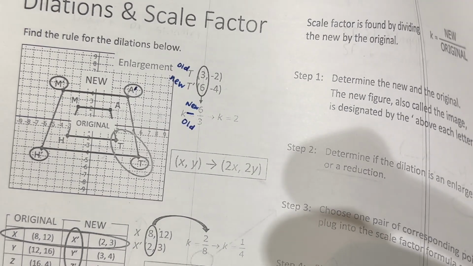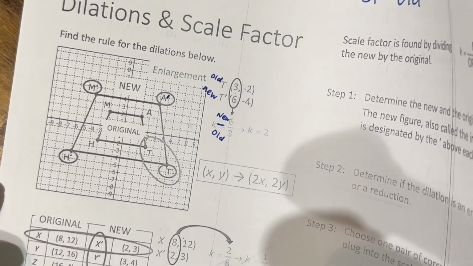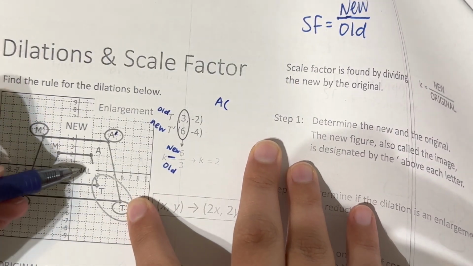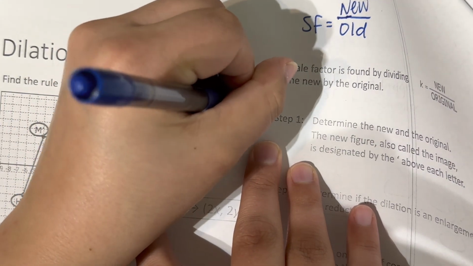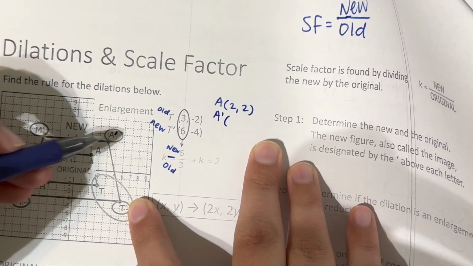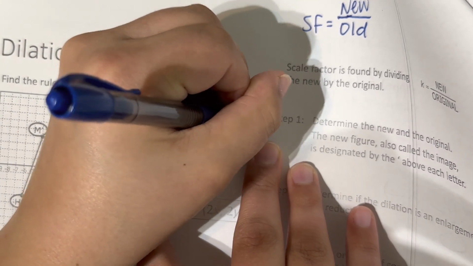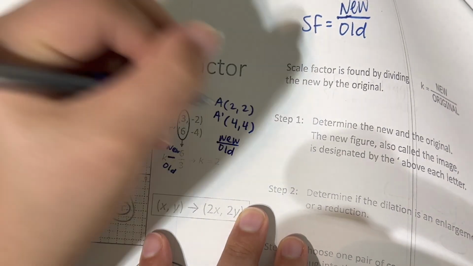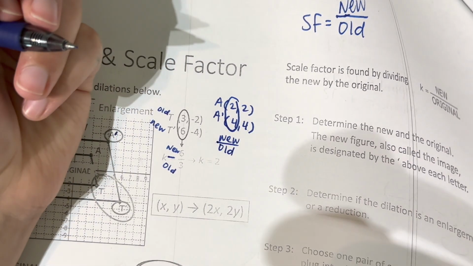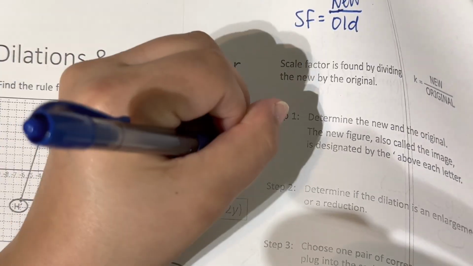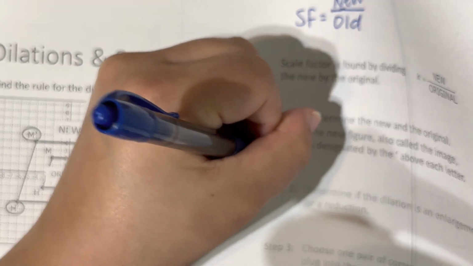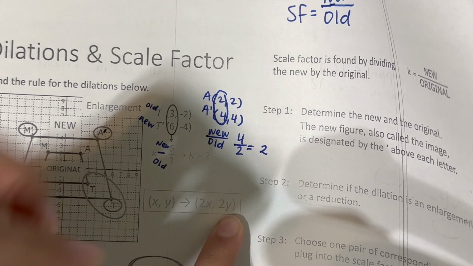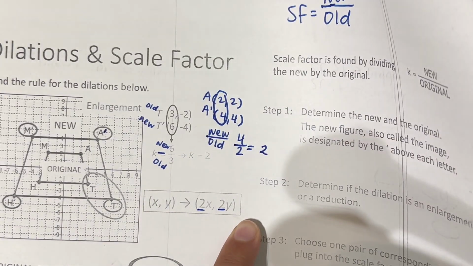I can do this with any point. So let's say I'm gonna do it with point A, just as an example, okay? So A, right here is at 2, 2. And A prime, my new A, is at 4, 4. If I'm looking for scale factor, I'm going to do new over old. I can use my X values. My new X value is at 4. My old X value is at 2. I can simplify that. 4 divided by 2 is 2. So that's my scale factor, 2. And then I would write my rule. 2x, 2y. I'm always going to do scale factor X, scale factor Y.